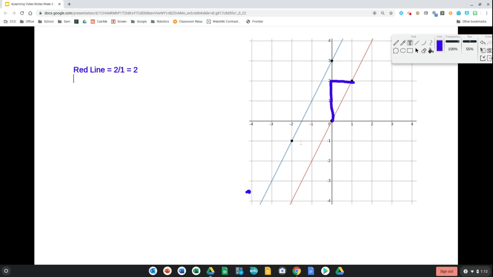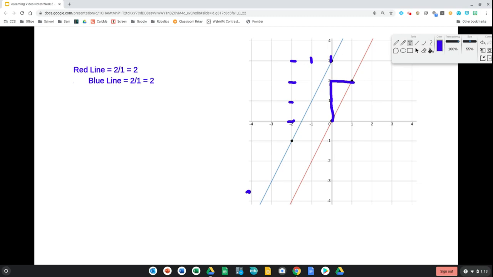As we count on this blue line, again, we're going to do rise over run. If we start at the left point and go to the right point, we count up 1, 2, 3, 4 lines, and then we count over 1, 2 lines. So the slope of this blue line is also 2 over 1, which equals 2.